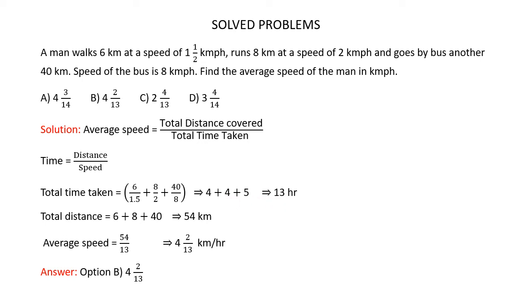Now we know that the total distance covered is 54 kilometers and total time taken is 13 hours. So let's substitute these values in this formula for average speed. So now we have average speed is equal to 54 divided by 13, which is nothing but 4 2 by 13 kilometers per hour. So the correct answer is option B, 4 2 by 13.